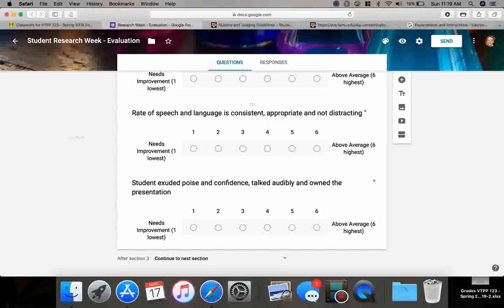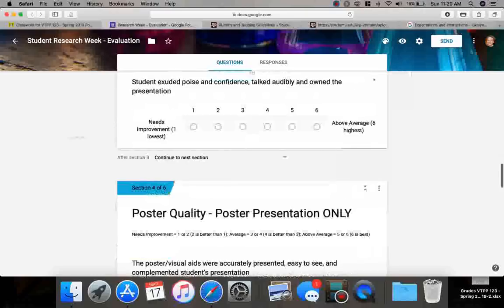It could be the same thing for a domestic student. If they talk too fast, they talk too slow, they mumble, they don't talk clearly, they say um after every fourth word, that's going to be a little bit on the distracting side. Pauses are much more appropriate than an um. Students exude poise and confidence. They talked audibly and they owned the presentation. This is their research. They should own it.